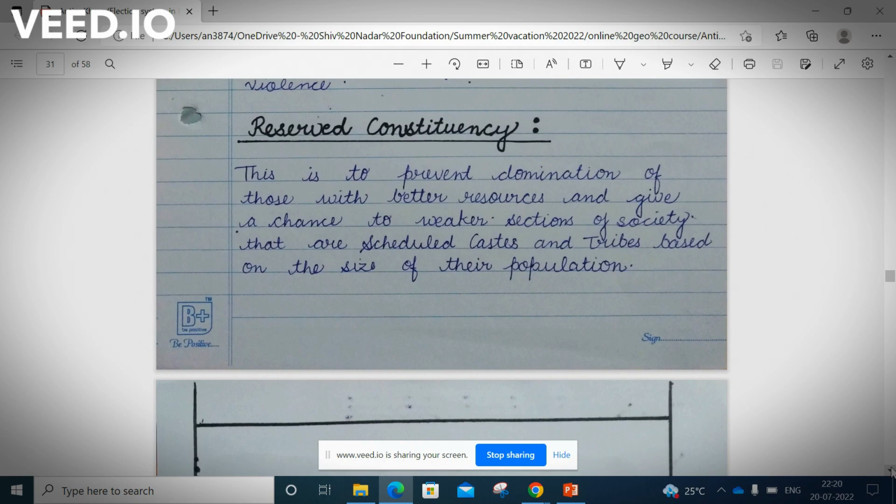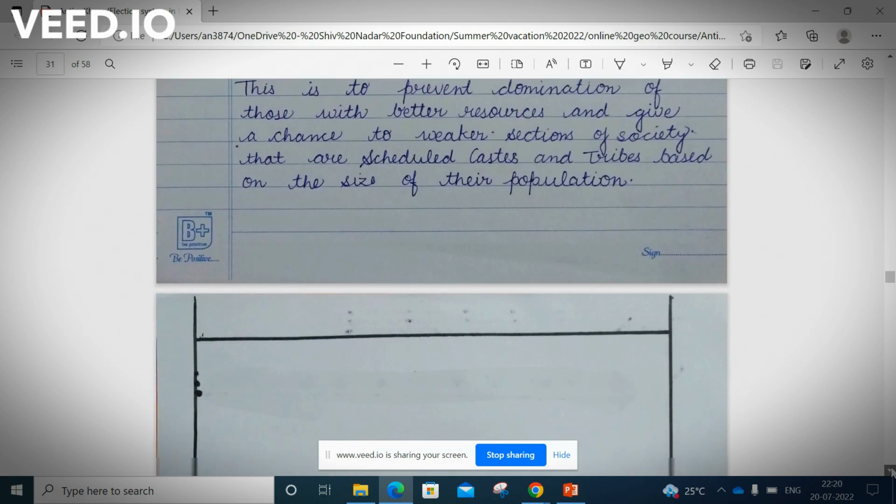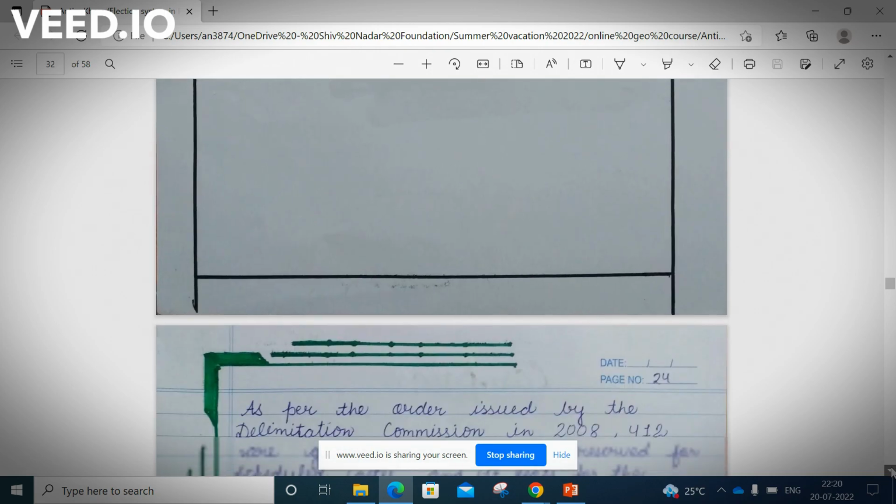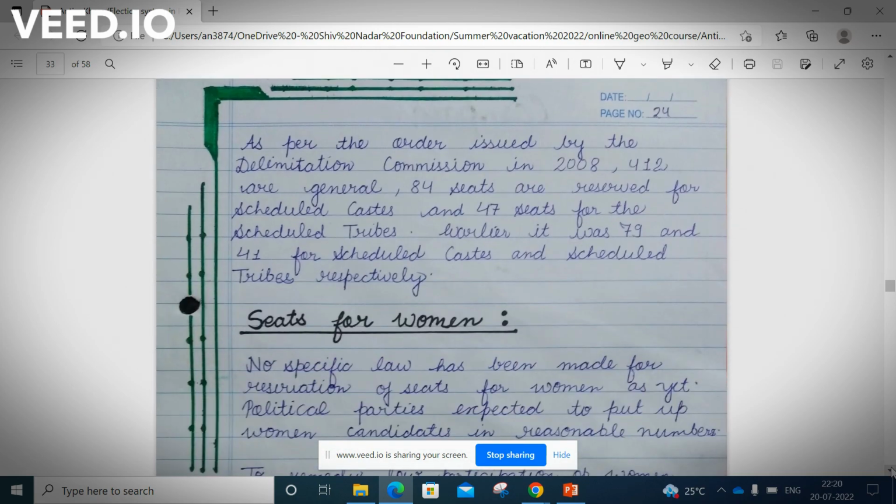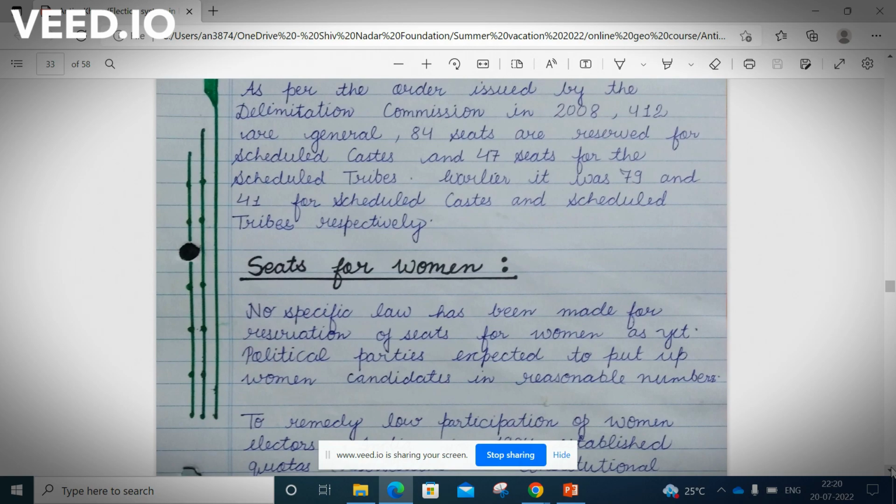Yes, there are reserved constituencies as well. This is to prevent dominance of those with better resources and give a chance to weaker sections of the society, that is, scheduled caste or ST, based on the size of the population. As per the order issued by the Delimitation Commission in 2008, 412 seats are general, 84 seats are reserved for scheduled caste, and 47 for scheduled tribe. Earlier it was 79 and 41 for SC and ST respectively.